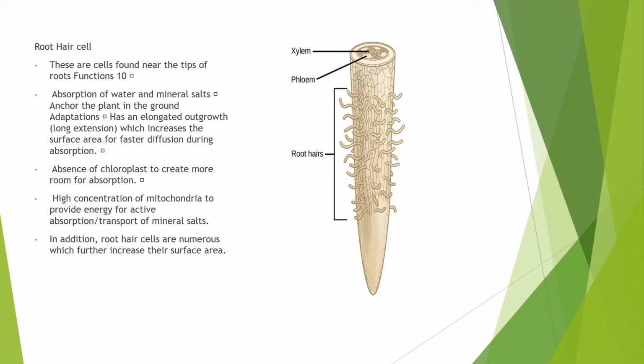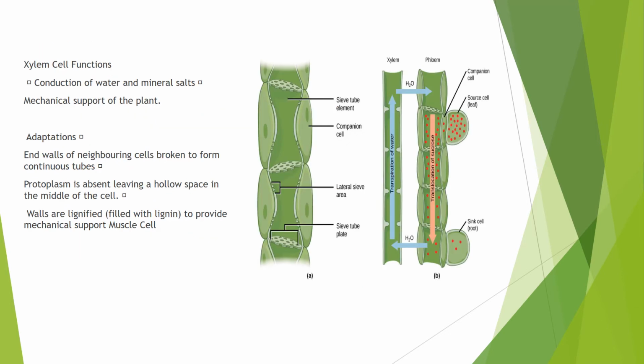They also don't have any chloroplasts, and they are not dense inside, making it easier for absorption to take place, right? They also have a higher concentration of mitochondria to provide energy for the absorption of water and mineral salts. Another thing is that these root hair cells are numerous. There are quite a lot of them, thereby increasing the surface area.